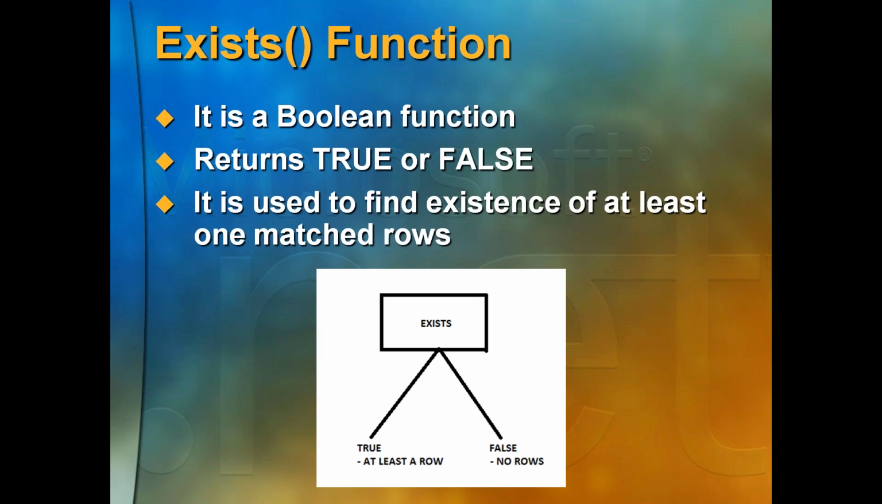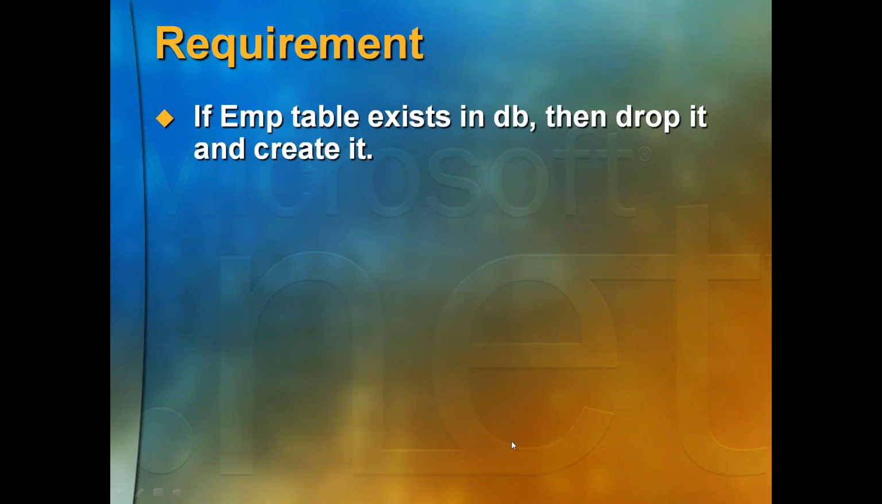It is used to find existence of at least one matched data. It will become true when you get at least one row. It will become false when there is no row. Clear? So there is a requirement: if the employee table exists in the database, then drop it and create it. So this is the requirement.